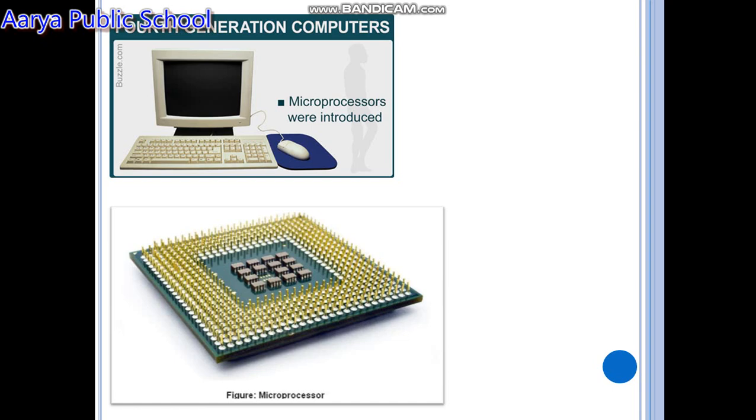You can compare the fourth generation computer and the third generation computer. In the third generation there was no mouse, but in the fourth generation there is a mouse, keyboard, monitor, and the main feature is the microprocessor, because the microprocessor is the main invention of the fourth generation. These are the main features of the fourth generation.